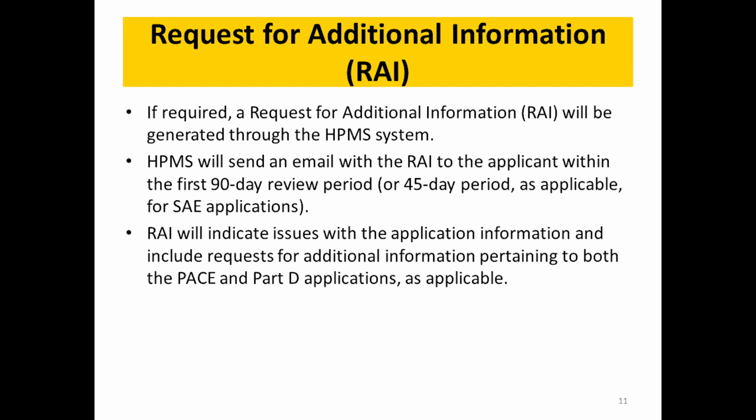This means that on or before the end of the designated review deadline, applicants can expect CMS to either make a final determination regarding the application or issue a request for additional information. If CMS needs additional information based on the first review period, the applicant will receive an HPMS-generated request for additional information, or an RAI, before the first review period ends. An RAI will ask that certain documentation be resubmitted to address deficiencies identified upon initial CMS review.